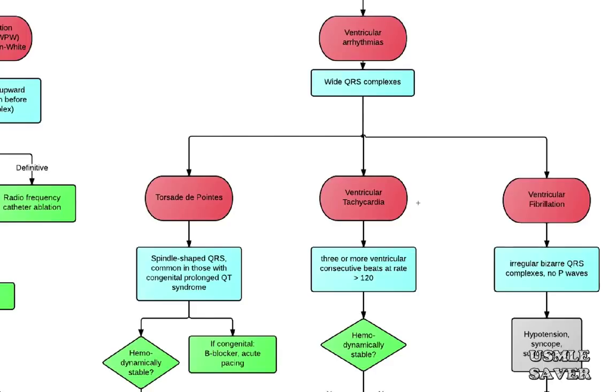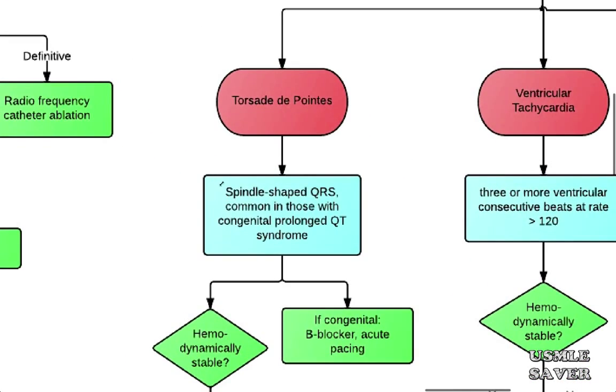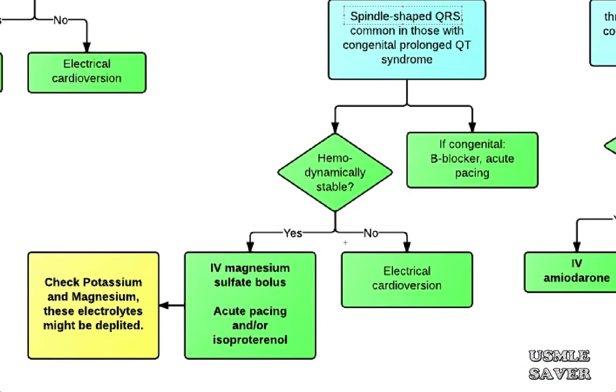So that being said, let's start with torsades. On EKG, you can see spindle-shaped QRS complexes, so make sure you look at the EKG in your book or on the web as they are very easy to identify. For management, you want to ask, is the patient hemodynamically stable? If the answer is no, then cardioversion. If the answer is yes, then treatment is with IV magnesium sulfate. Make sure you remember this treatment, IV magnesium sulfate.